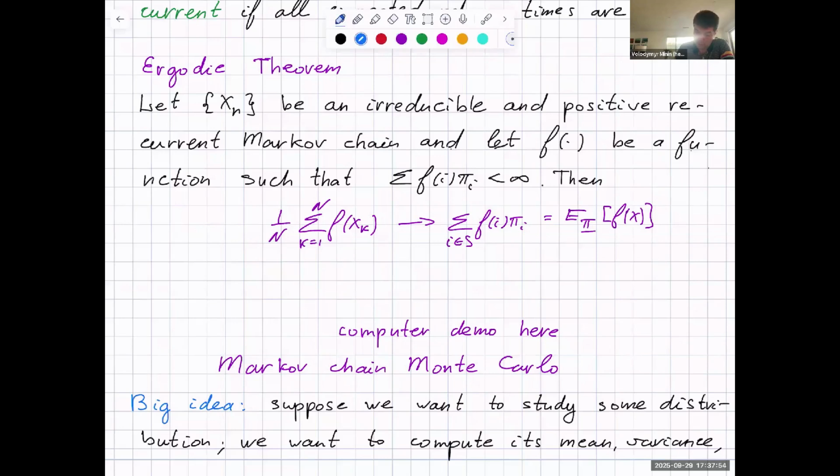So this is called time average, and this is called space average.